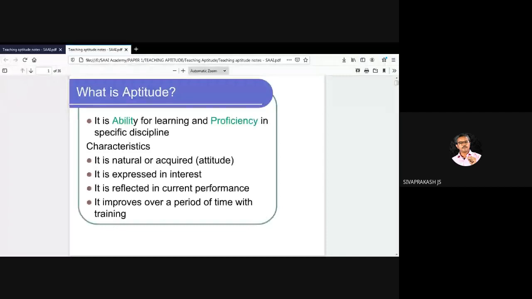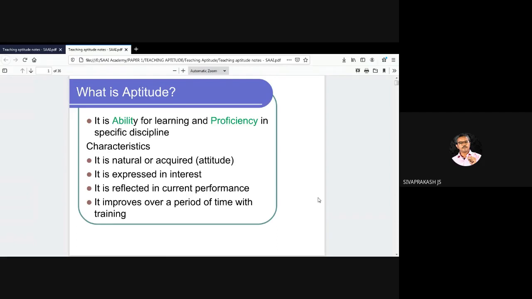Aptitude in general is the ability for learning and proficiency in a specific discipline. It is the ability for learning and proficiency in a specific discipline. So it is with respect to teaching aptitude. It has a few checklists, like characteristics. Any aptitude should be natural, not acquired. Whichever is acquired can be called attitude.